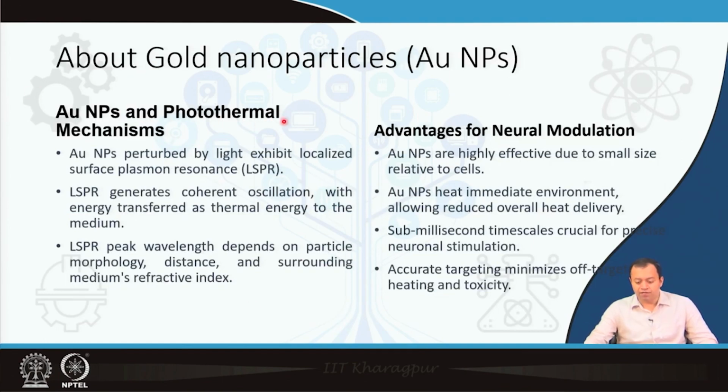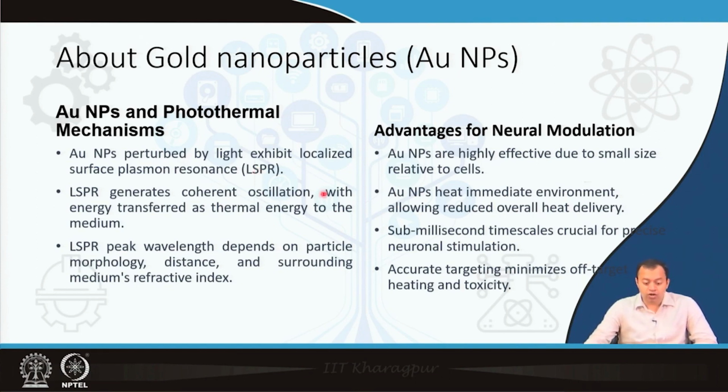Gold nanoparticles and photothermal mechanisms. Gold nanoparticles can create localized surface plasmon resonance. I told you that metals have this electron cloud, and these electron clouds are moving at a very high frequency, the plasma frequency, and whenever there is an external electric field, the localized surface plasmons go there and try to screen it, and in essence generate vibration in molecules.